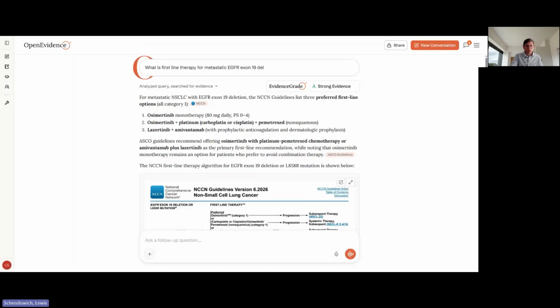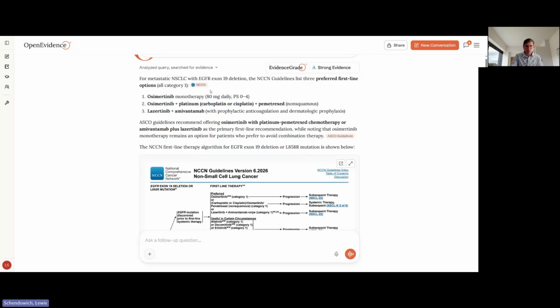So in this example, we see OpenEvidence in the user interface, and we could see it's basically a chat box. And you can see what question I've entered: What is the first-line therapy for metastatic EGFR exon 19 deletion non-small cell lung cancer? You can clearly see here the answers that it provides.